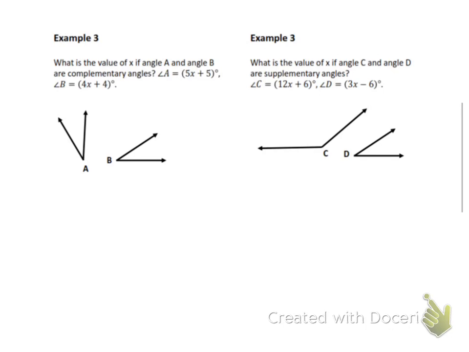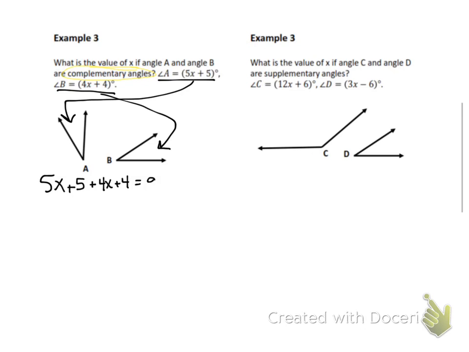The next example that we're looking at is when it gives us values for those angles. First things first, it's asking, what's the value of x? We only have to find x if they are complementary angles. Angle A is 5x plus 5. Angle B is 4x plus 4, and it's a complementary angle. So that means both of those added together equals 90. So that's what I'm going to do. I'm going to set it up where I've got 5x plus 5 plus 4x plus 4 equals 90.